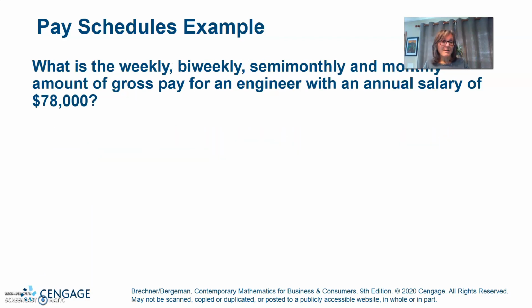I'd like you to stop the video to do the problem, and then I'm just going to keep going. What is a weekly, biweekly, semi-monthly, and monthly amount of gross pay for an engineer with an annual salary of $78,000? Go ahead, you figure it out. Remember, you're calculating the number of weeks or the number of pay periods and dividing that into this number, which is on the previous slide. This PowerPoint is also posted on Vanco Hall, so you can have that open so you can go back if you want to, or you can just rewind the video. Do we say rewind anymore or go back?